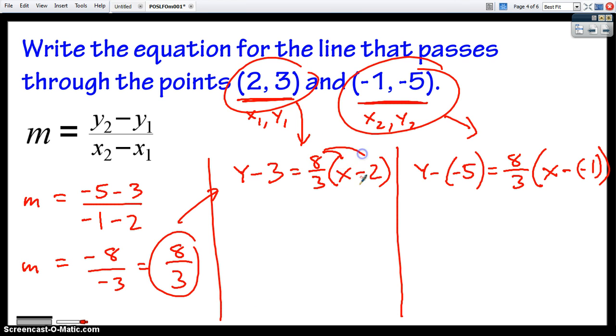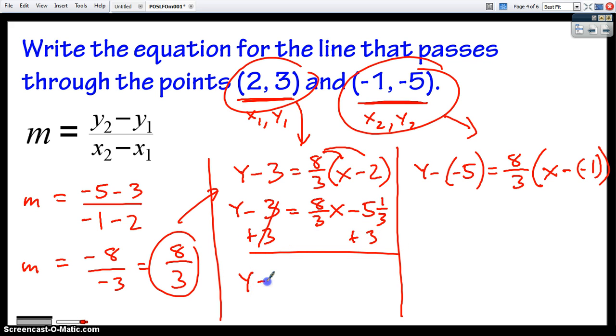If I do the distributive property here, I get y minus 3 equals 8/3 x minus 16/3, which would be 5 1/3. And if I add 3 to both sides, I get this equation, y equals 8/3 x minus 2 1/3.